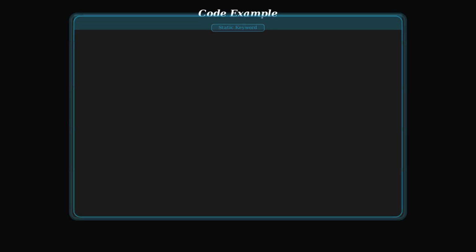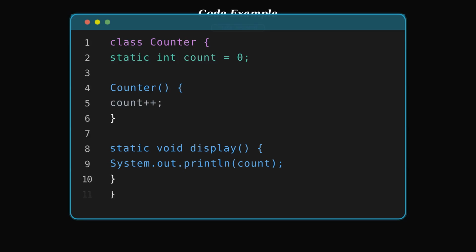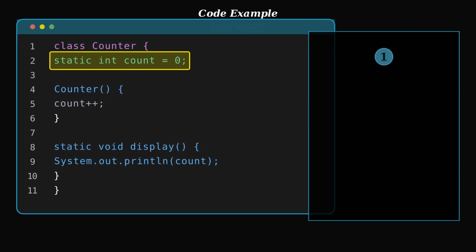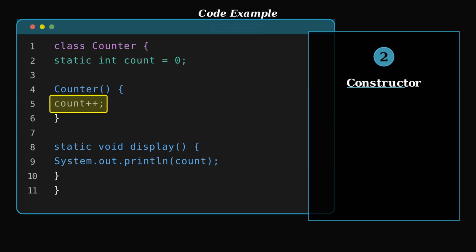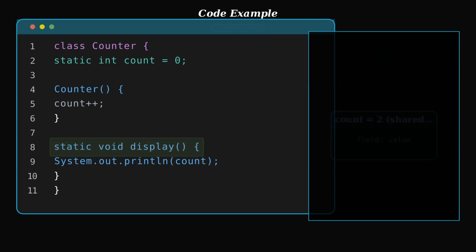Let's see how to implement static keyword in code. Here is the implementation. Static variable. Shared across all instances. Constructor. Increments shared count. Static method. Can be called without object. Now let's see the output of this code.